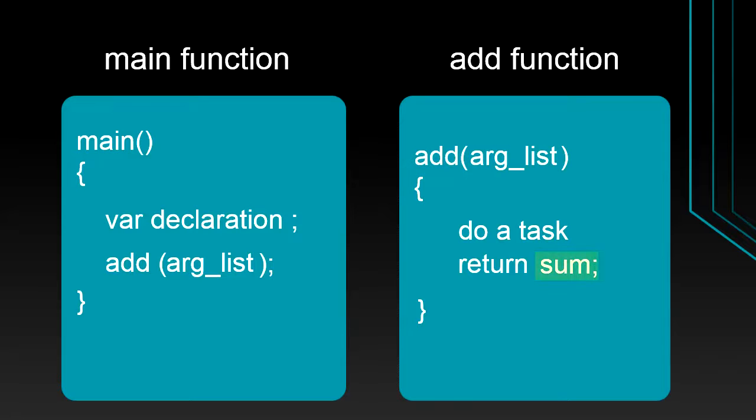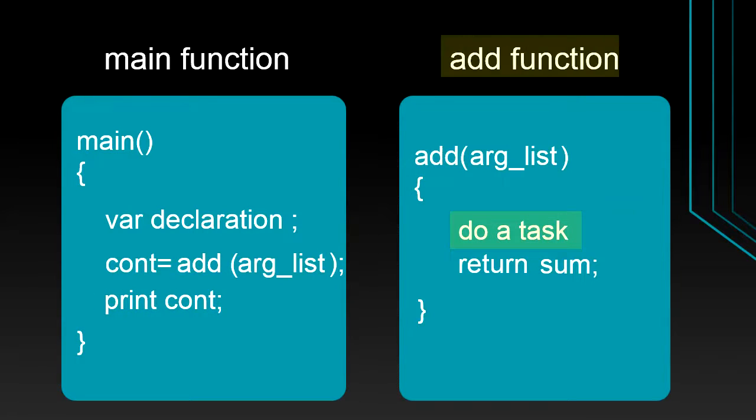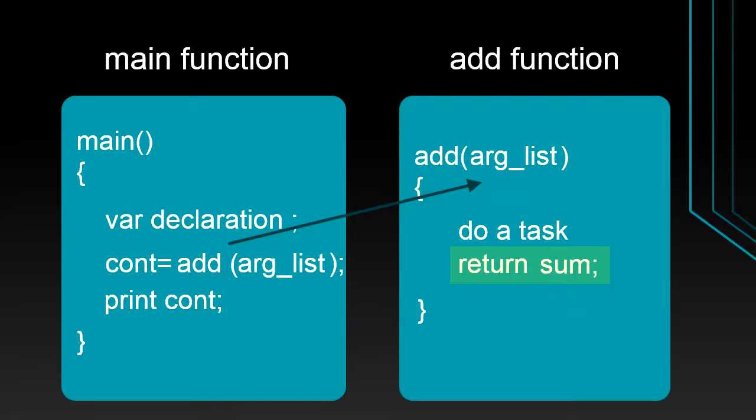To store the returned variable, we need a container variable in the main function. The value of sum is stored in this container variable. Now, if we print the container variable, it displays the result of a task done by the add function. Notice that we have passed arguments and we have returned a variable. This is one way to write a function.